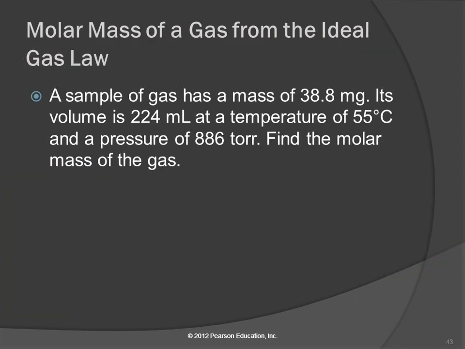Now, another type of problem that we can do using the ideal gas law is to calculate the molar mass of a gas. So this is another question with a twist. It's an ideal gas law calculation and thinking about what molar mass means. A sample of gas has a mass of 38.8 milligrams. Its volume is 224 milliliters at a temperature of 55 degrees Celsius and a pressure of 886 torr. Find the molar mass of the gas.